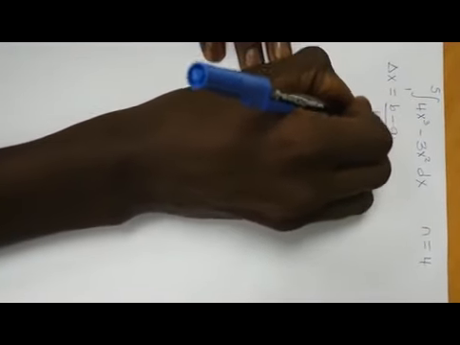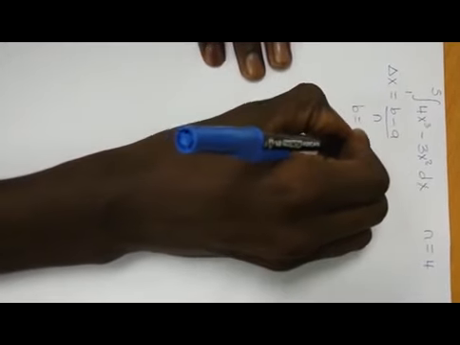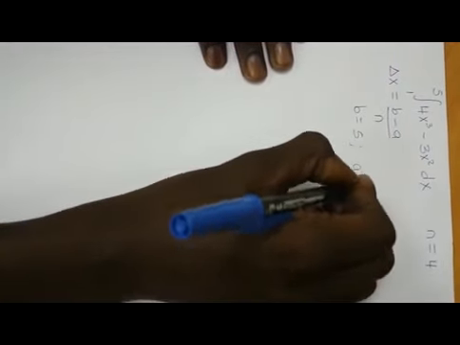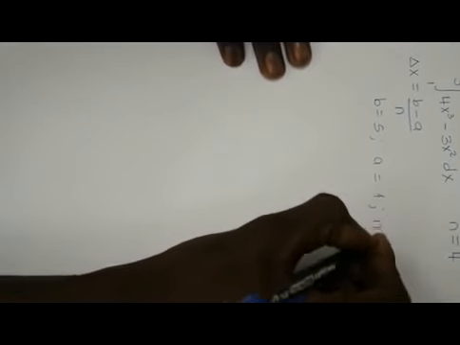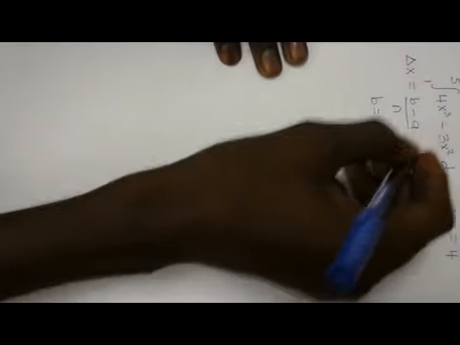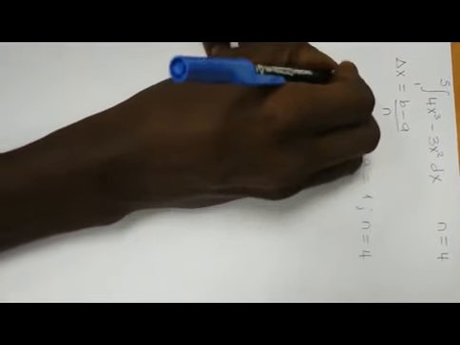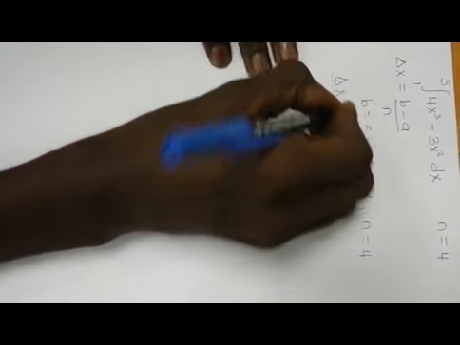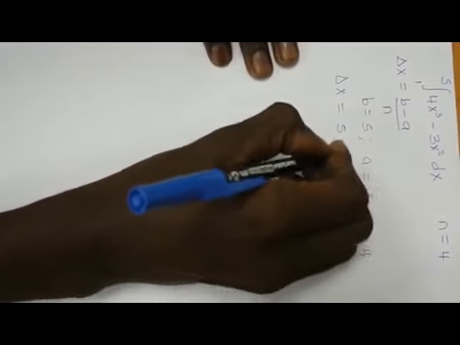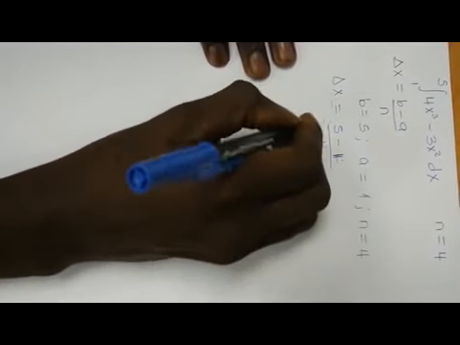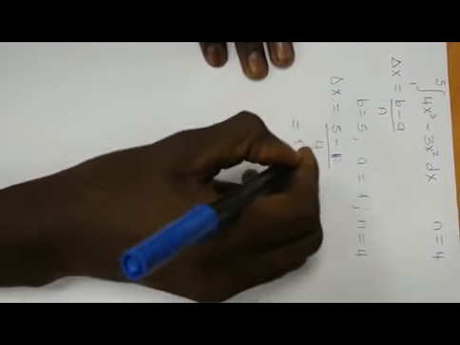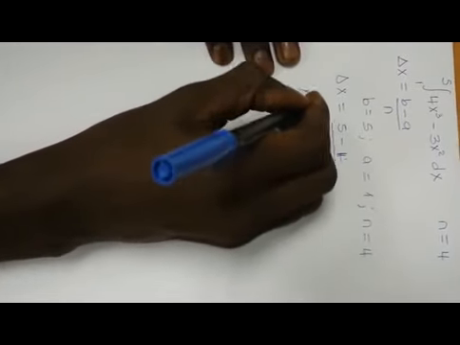In this case, our B is the upper limit, which is equal to 5. Our A is the lower limit, which is equal to 1. And our N, which is the number of strips, is equal to 4. So we are going to substitute these values back into this formula, and we shall have the width Δx being equal to (5 minus 1) over 4. And our answer is going to be 1. So this is the width of each strip.